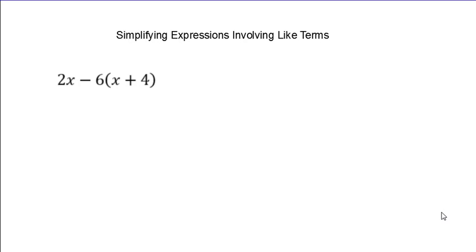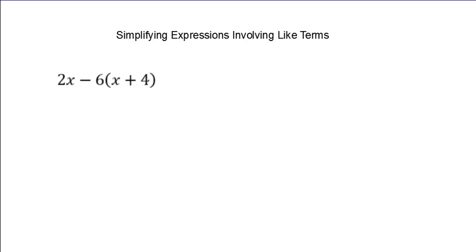This video is to review and remind us about the place that collecting like terms has when we are simplifying other expressions. So you see the example that I have on the screen. It involves parentheses, and at first glance you don't seem to see any like terms.